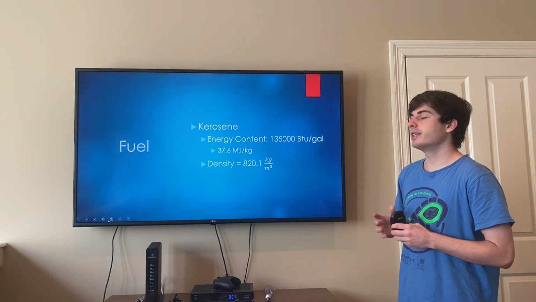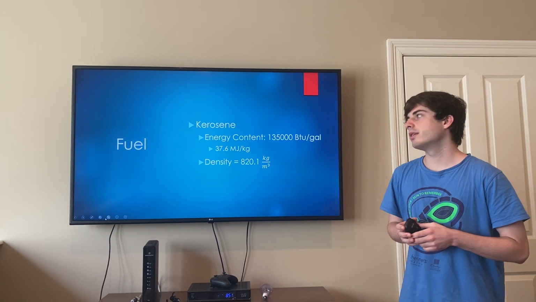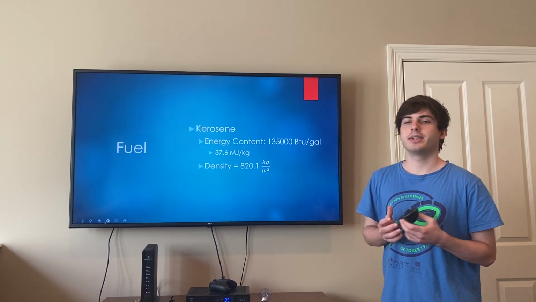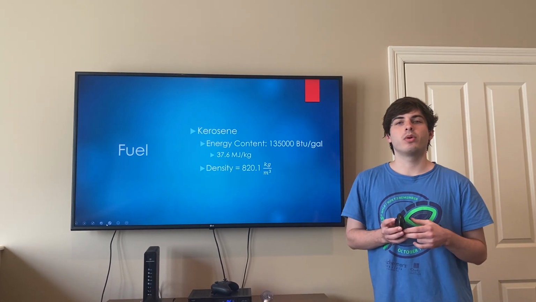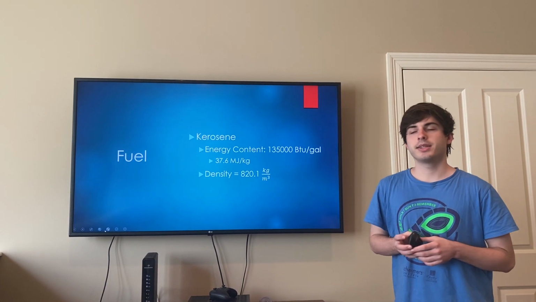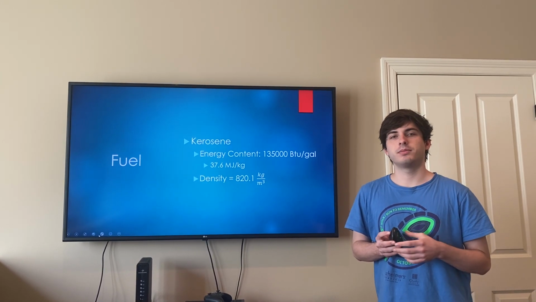Our fuel is kerosene. This has an energy content of 135,000 BTU per gallon, which is roughly 37.6 megajoules per kilogram. It also has a density of 820.1 kilograms per meter cubed. This is very close to the fuel that's used in most jet engines.